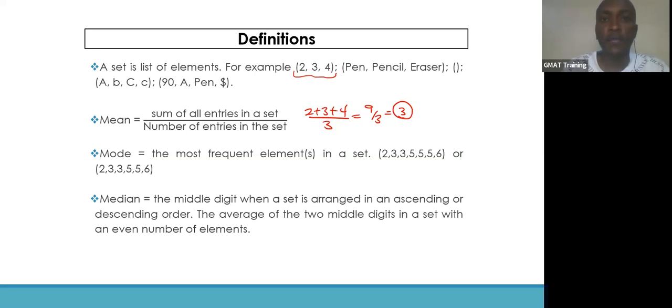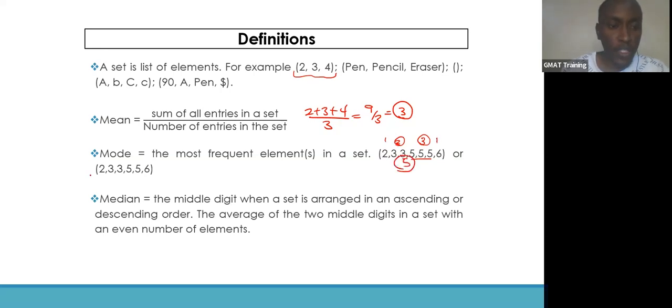Now, for today's video, I'll briefly explain what the mode and the median are. I'll give the relationship between the mean and the median, and what affects the mode and what affects the median. Then we can do a few questions and test what we've learned today. So the mode is the most frequent element or elements in a set. Given the set 2, 3, 3, 5, 5, 5, and 6, what's the mode? 5 appears to be the most frequent one with 3 entries, and 3 with 2. The others have 1, and therefore 5 is our mode.